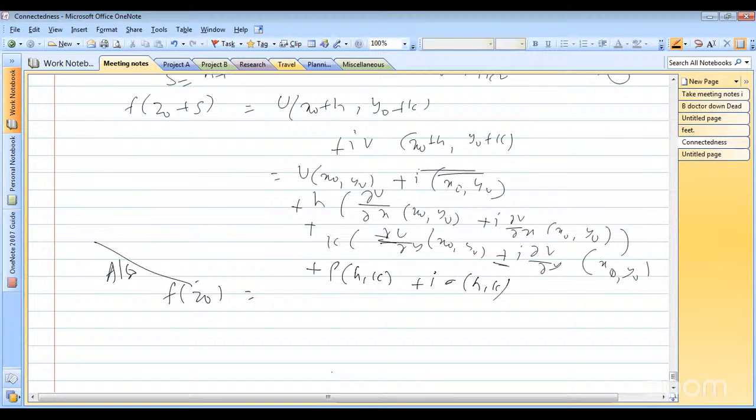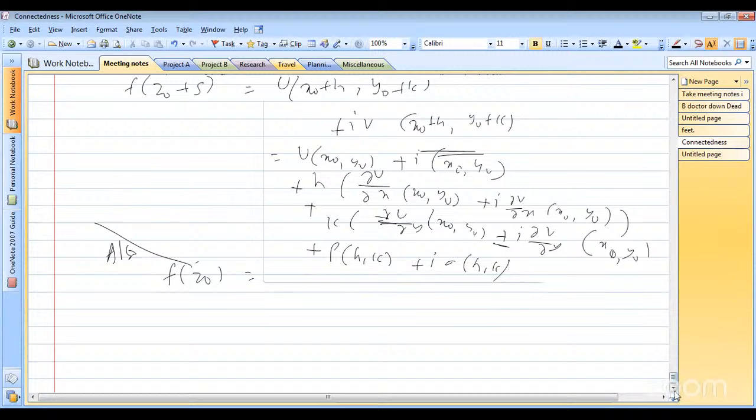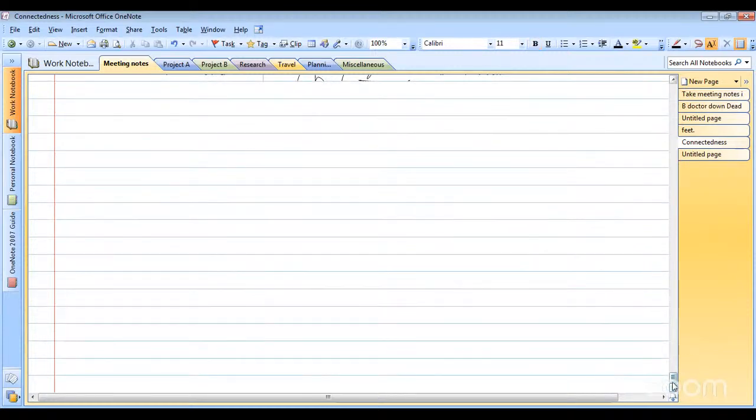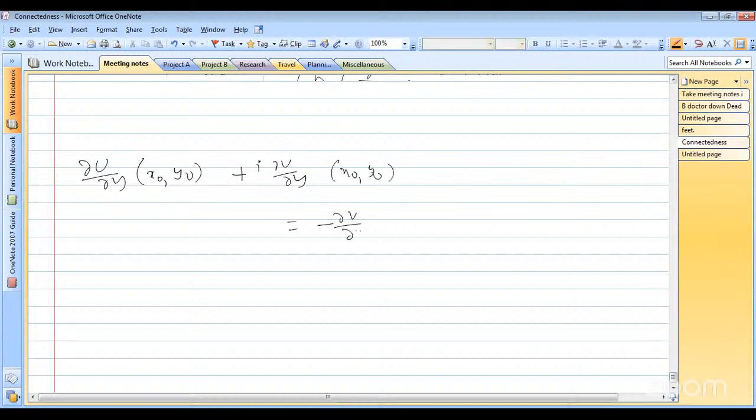So therefore, since f satisfies the Cauchy-Riemann equations here, ∂u/∂y at (x0, y0) is i times ∂v/∂y at (x0, y0) minus ∂v/∂x at (x0, y0) plus i times ∂u/∂x at (x0, y0). This is the real part, and the imaginary part is minus here.